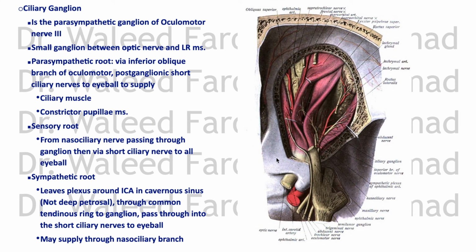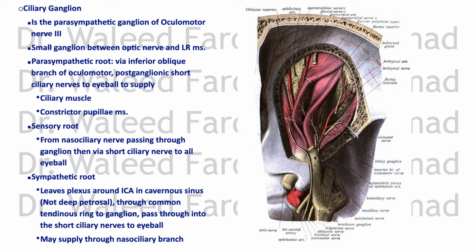The ciliary ganglion, now this is the parasympathetic ganglion of the orbit, belongs to the oculomotor nerve, and it hangs down from the nerve to inferior oblique. I said the parasympathetic fibers pick the branch going to the inferior oblique and then leave and synapse in the ganglion, and the ganglion gives post-ganglionic branches called the short ciliaries to go inside the eye and supply the ciliary body and the constrictor pupillae. This is regarding the parasympathetic root.